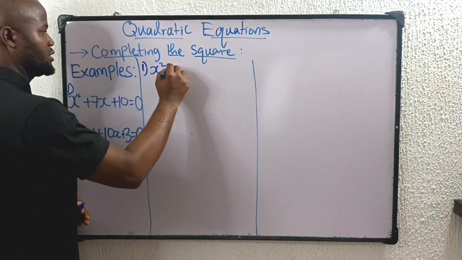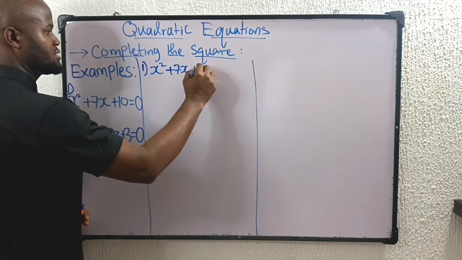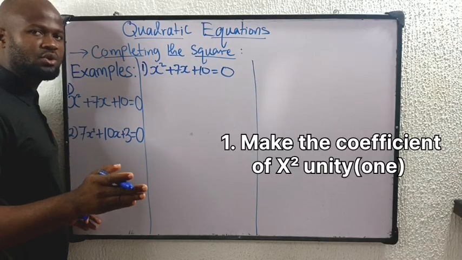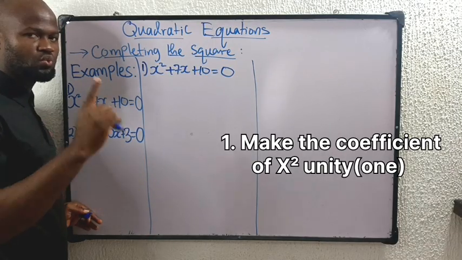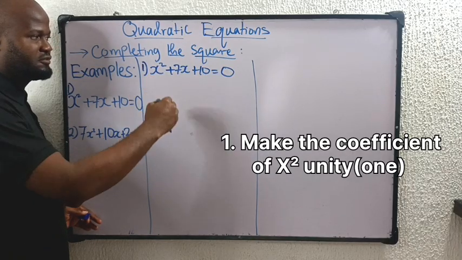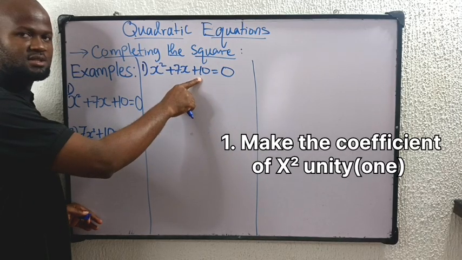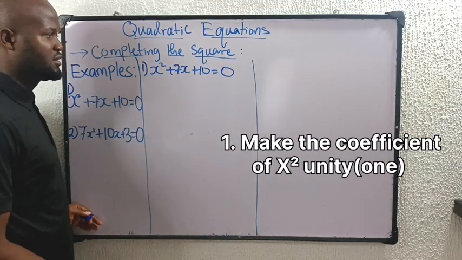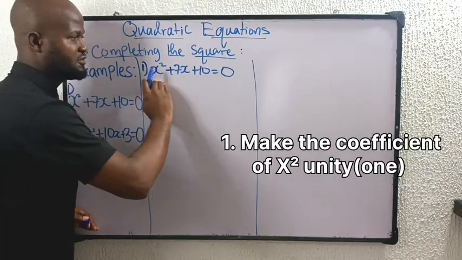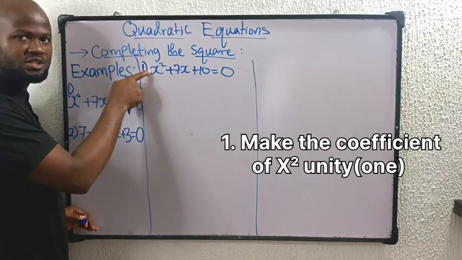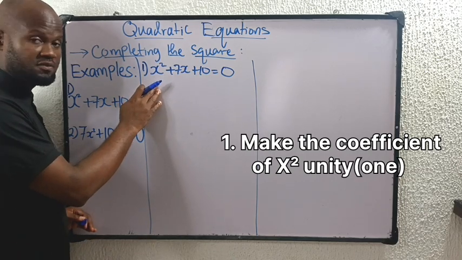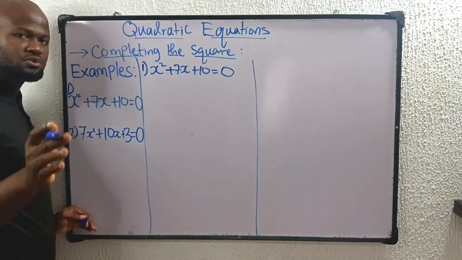x squared plus 7x plus 10 equals 0. So the first step is make sure the coefficient of x squared is 1. Assuming the coefficient was not 1, all we need to do is divide all through by that very coefficient so that you can have 1 as a coefficient of x squared. But in this case, there will be no need for that because it's already 1. So take note of that first step.